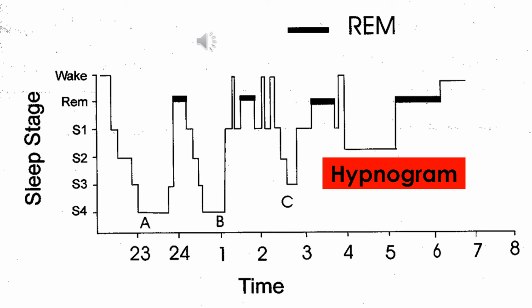On this chart, this hypnogram, REM sleep is indicated in black. So after an hour and a half, a person goes into REM sleep, and then they go back to deep sleep, and then they go back up to REM sleep, and then back to deep sleep. In a typical night of 8 hours of sleep, you might have 3 or 4 periods of REM sleep when you're probably having dreams.